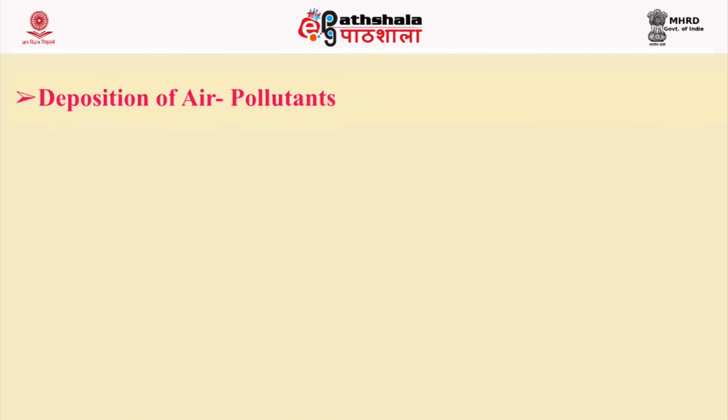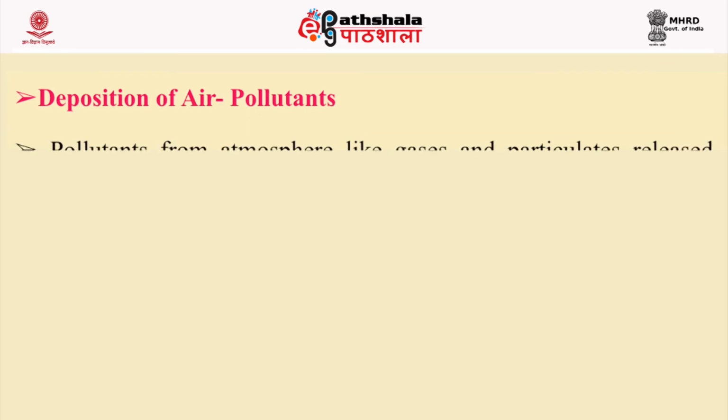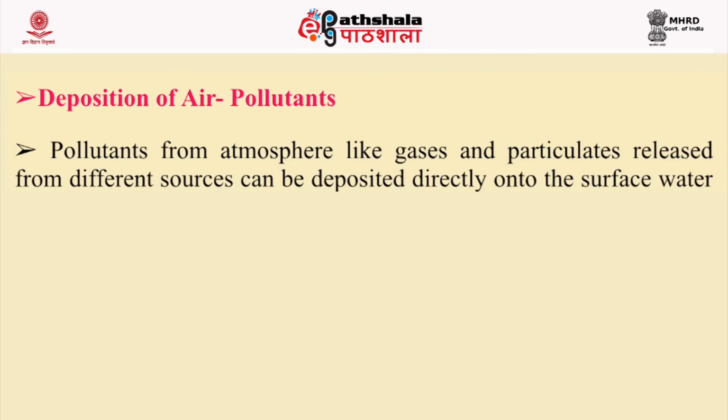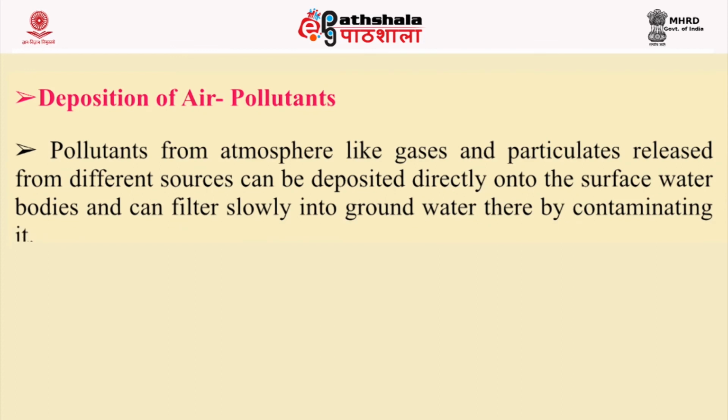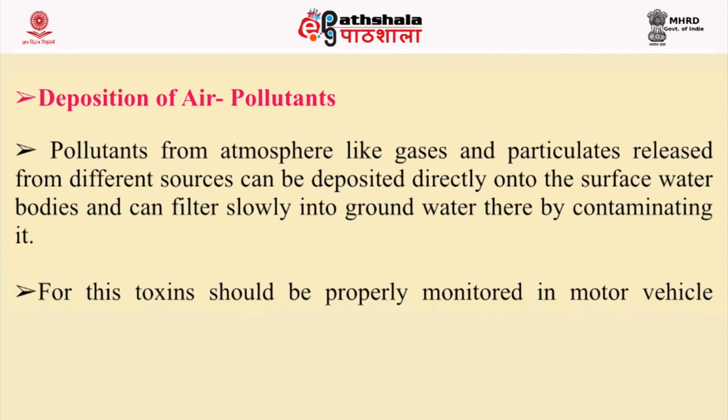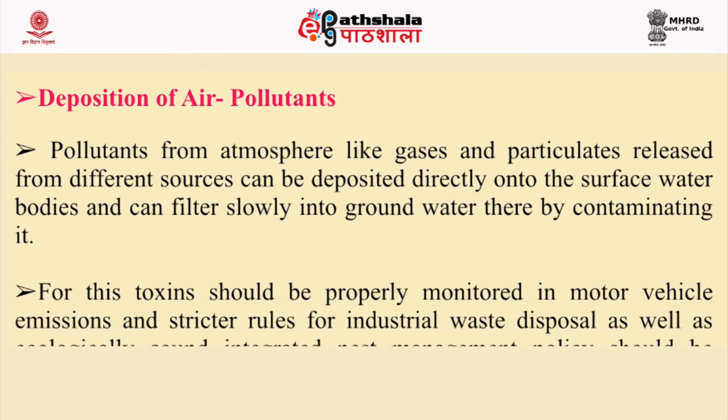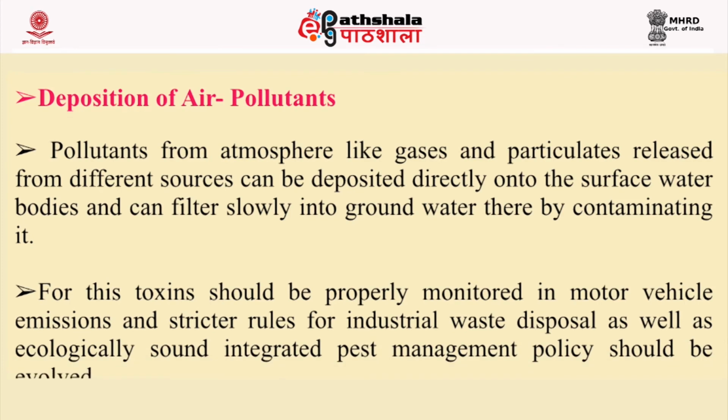Next source is deposition of air pollutants. Pollutants from the atmosphere, like gases and particulates released from different sources, can be deposited directly onto the surface water bodies and can filter slowly into groundwater, thereby contaminating it. For this, toxins should be properly monitored in motor vehicle emissions, stricter rules for industrial waste disposal should be made, and an ecologically sound integrated pest management policy should be evolved.